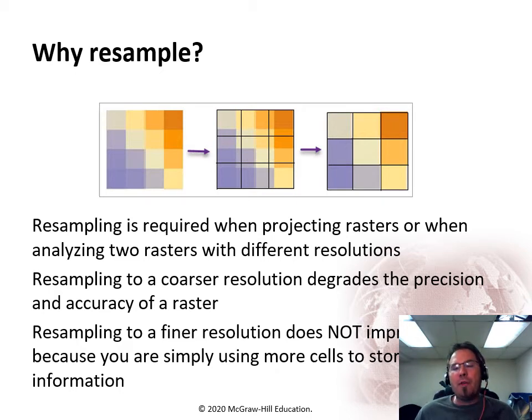Now, you can't go from, like I mentioned, 30 meters to 10 meters. You don't gain any resolution that way because you're not adding any information in that process. You can downgrade, let's say going from 10 to 30.